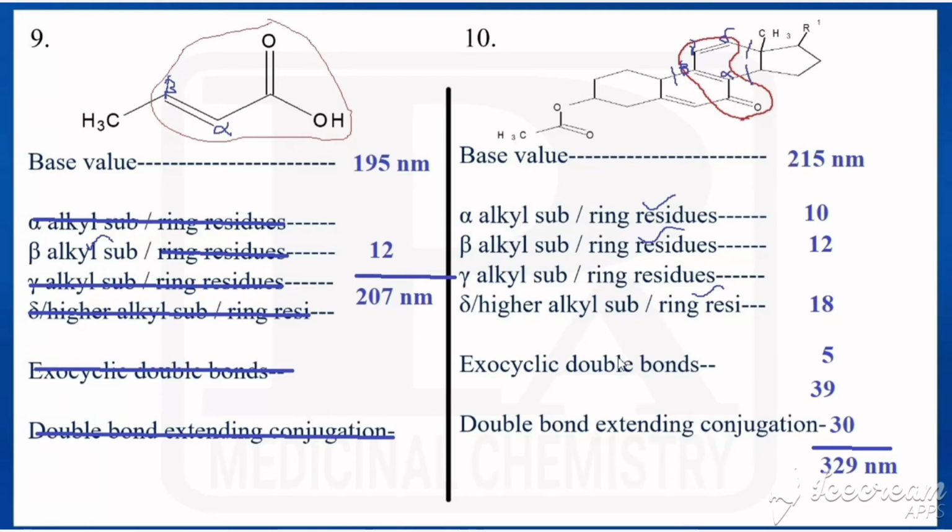Only 1. So the double bond extending conjugation would be 1. And for one double bond extending conjugation, the value would be 30. So we have to add 30. And the last thing is, look at this ring. One ring is having 2 double bonds.